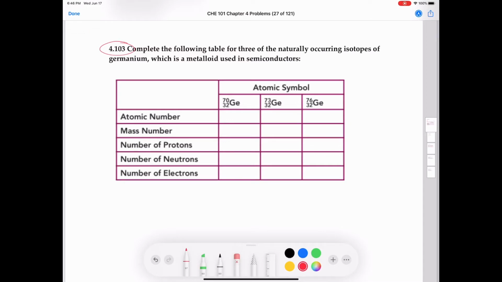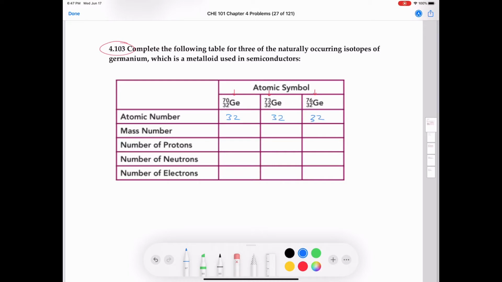So we have 3 isotopes of germanium. We have germanium-70 in the first one. So this is germanium-70. Then we have germanium-73 and germanium-76. And the first thing it asks us for is the atomic number. Since the identity of an atom is governed by the number of protons, which is the atomic number, and you can see that they all have an atomic number of 32. And so we can fill that in the first 3 boxes here, 32.